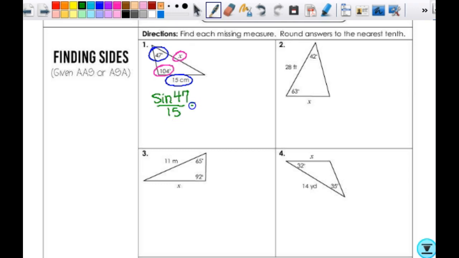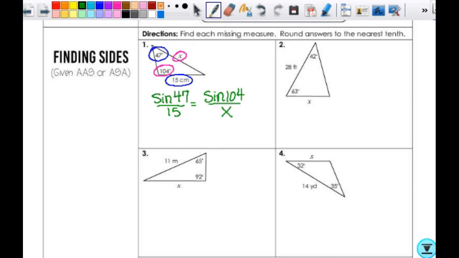15. And that's equal to the sine of 104 over x. And then that's all the work you have to show. The rest you can do in your calculator. You're just going to cross multiply 15 times the sine of 104 and divide by the sine of 47.